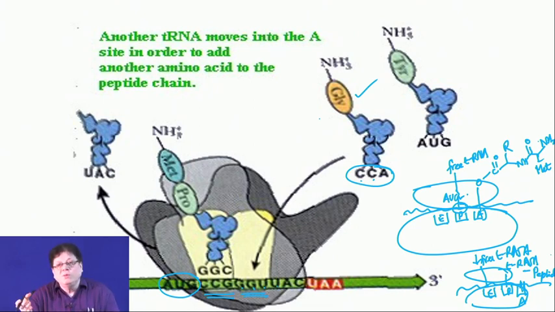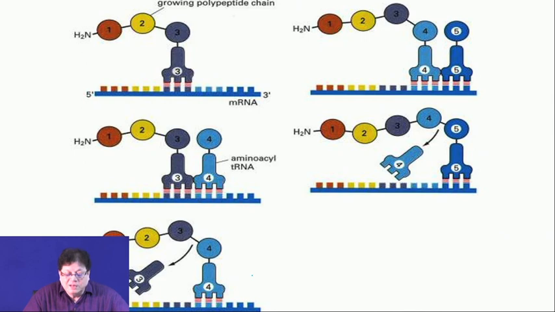This will continue up to which point? Up to the point till a stop codon comes. Once a stop codon comes here, no tRNA will bind, and then the system knows that that is the end of it. The whole protein is released.